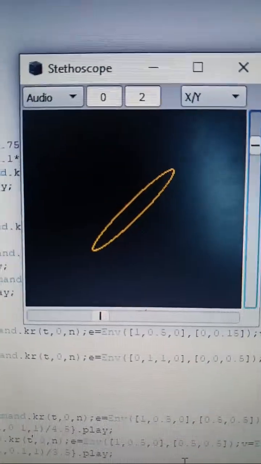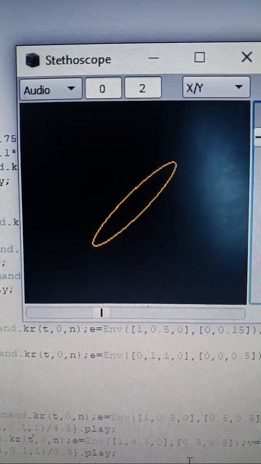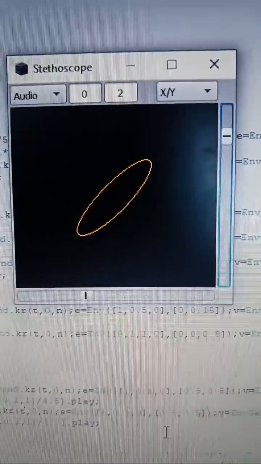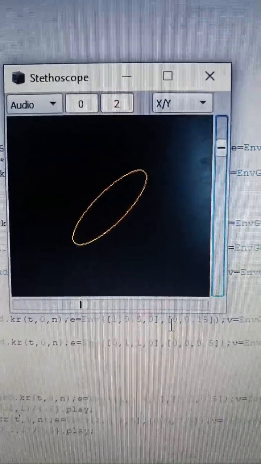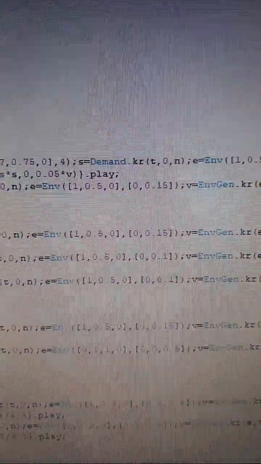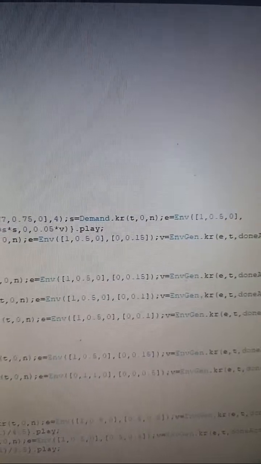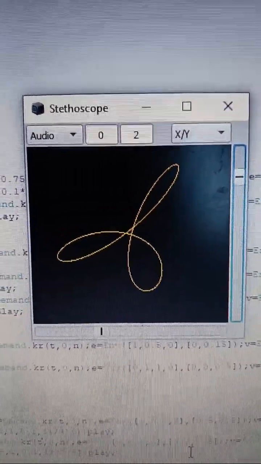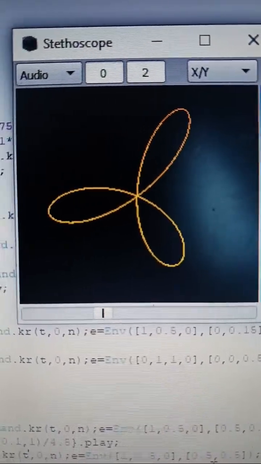And there we go. See now, that is a sine wave, because it's a perfect circle. Okay, so that's nice, but boring. Circles are boring. So let's add another oscillator at almost the same frequency. And now we have two oscillators going at almost the same frequency. Okay, that's looking cooler.